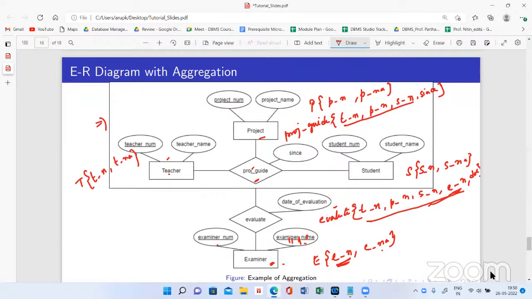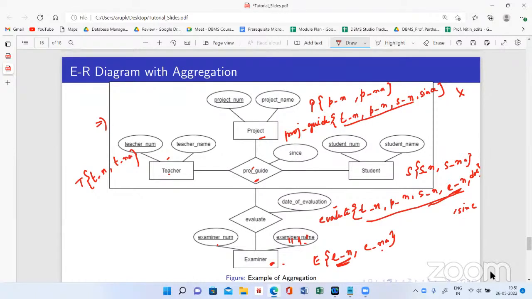But do you have any problem still? Don't you think this information in project guide is redundant with the evaluate table? Don't you feel the project guide table and the evaluate table are redundant? Yes, it's repeated. So, can we have this information over here and remove this table? Please think and tell me.